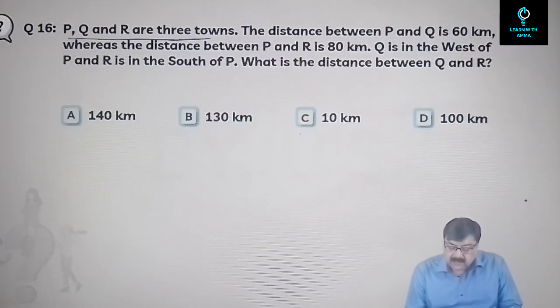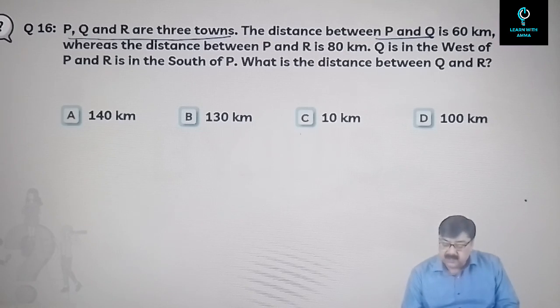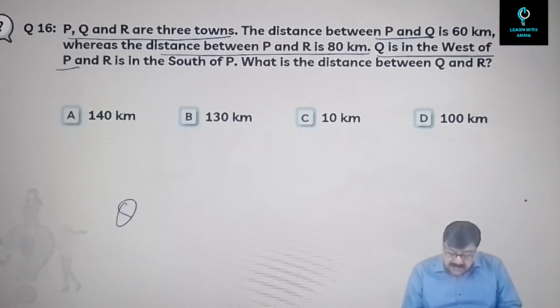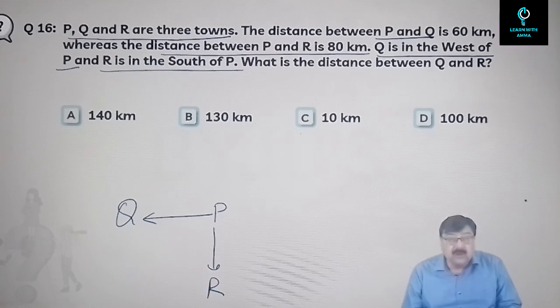Now PQR are 3 towns. The distance between P and Q is 60 kilometers, whereas the distance between P and R is 80 kilometers. Q is in the west of P. Now we know the positions. Now Q here is in the west of P and R is in the south of P. Alright, so R is in the south of P. And distance between P and Q is 60, and that between P and R is 80.